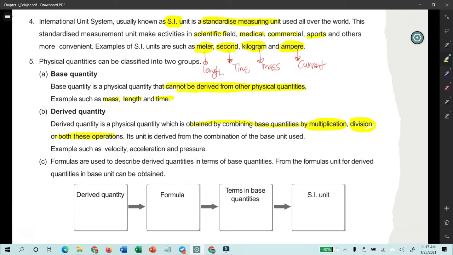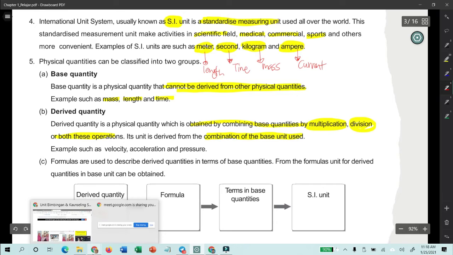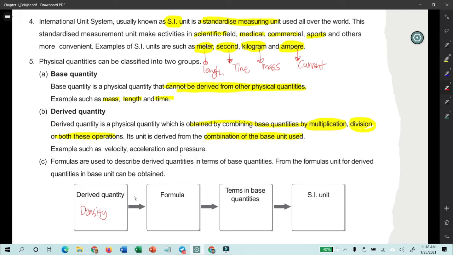Another important thing is that the unit for a derived quantity is also a combination of the base quantities used. Later we'll look at some examples of how we can derive the unit of a derived quantity. Formulas are used to describe derived quantities in terms of base quantities. From the formula, the unit for the derived quantity in base units can be obtained. For example, let's take density. Density is a derived quantity. The formula for density is given by rho. Rho is the symbol that we use for density.